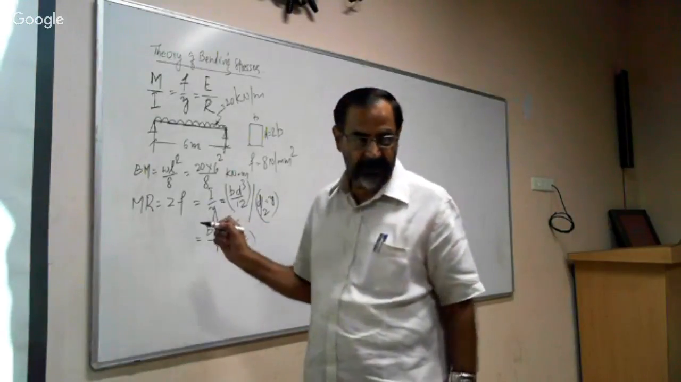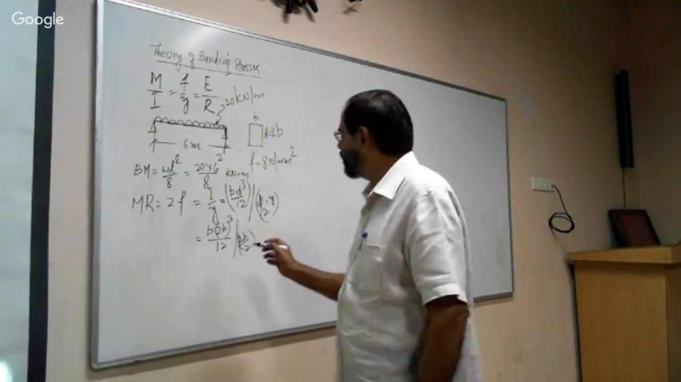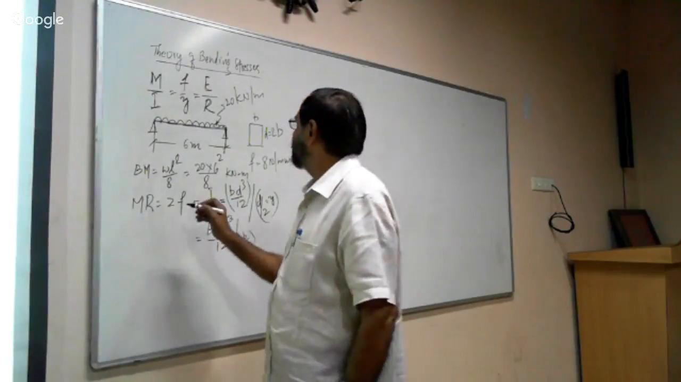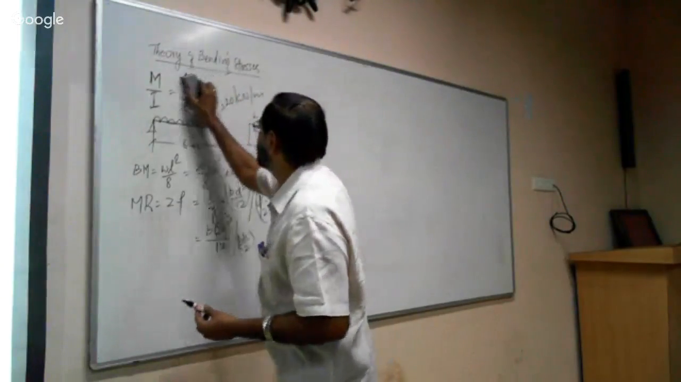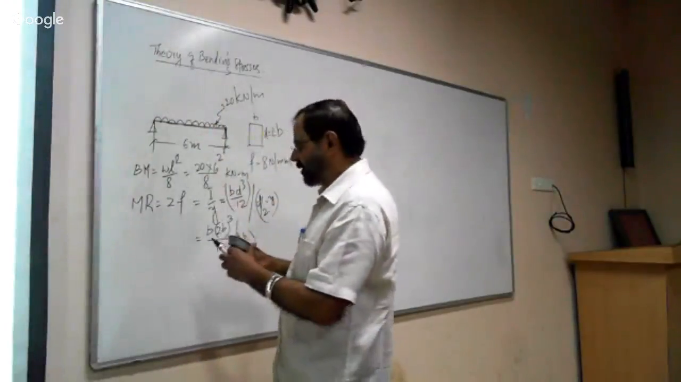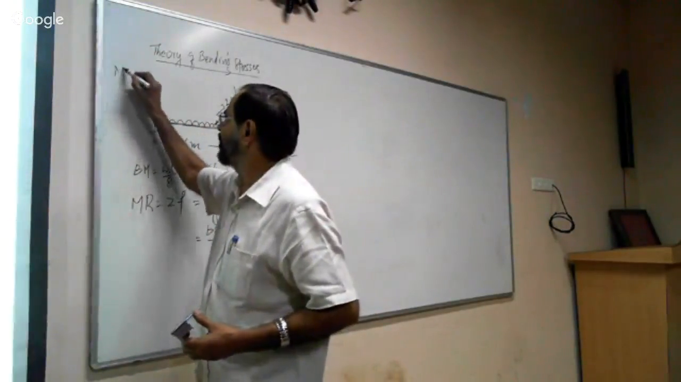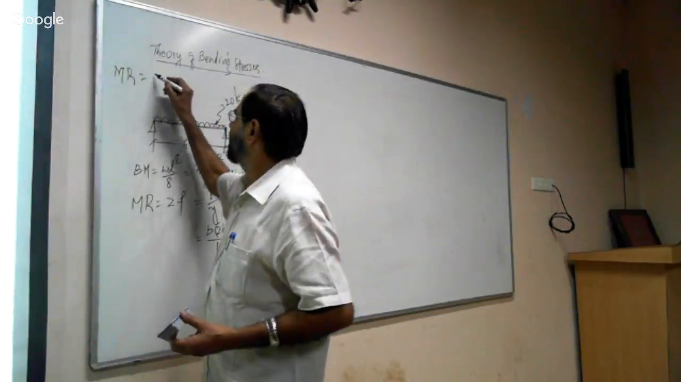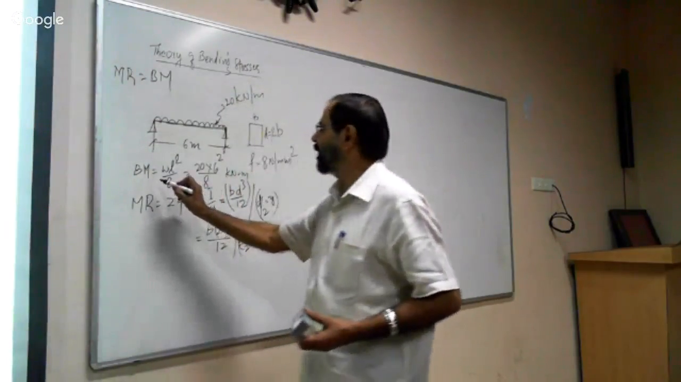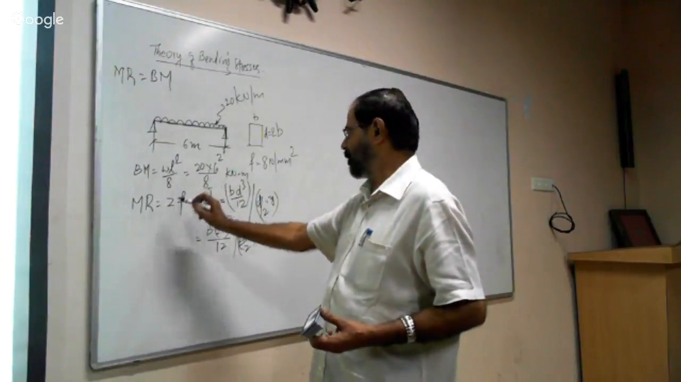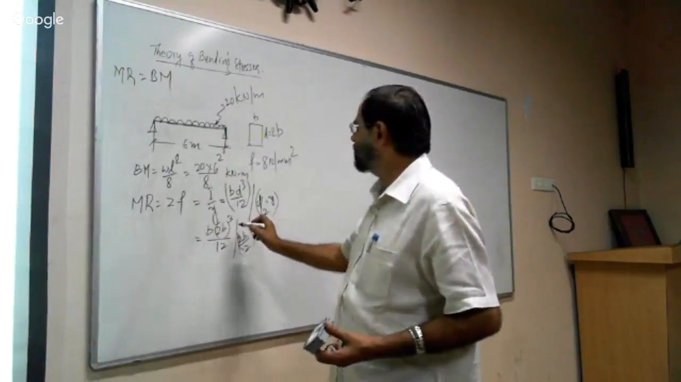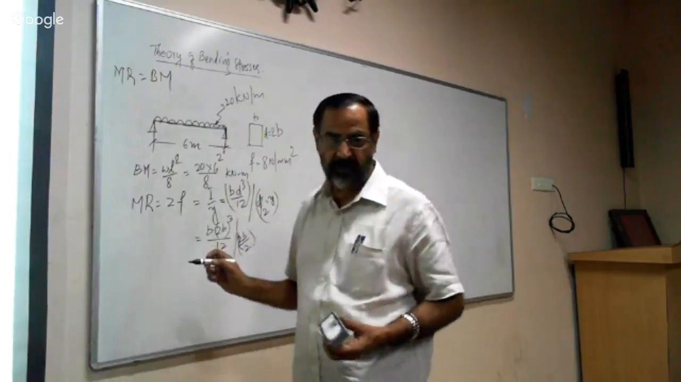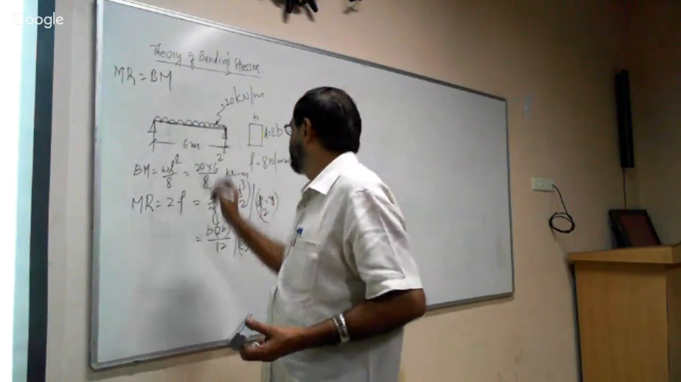Now you substitute the values, and you know that the moment of resistance is equal to the bending moment. Equate the moment of resistance to the bending moment. The bending moment we have calculated here, W L square by 8. Substitute this, and the only unknown here is B. Now simplify this and you will get the breadth B.